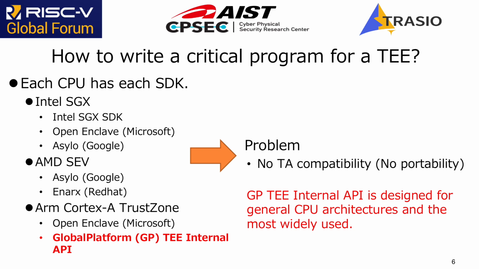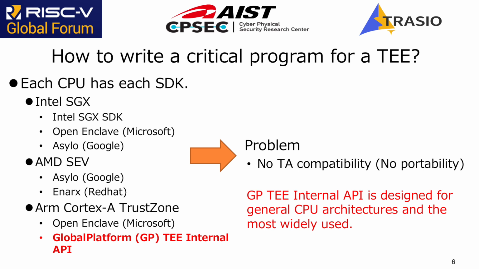TEE is independent from the normal OS and there is no POSIX API. So how do we write a critical program for TEE? In fact, each CPU architecture offers its own SDK to program a trusted application easily. On the other hand, some vendors offer specific SDKs. For example, Intel SGX has the Intel original SDK. Microsoft offers Open Enclave. Open Enclave is designed to run on Intel SGX and ARM TrustZone. Google offers Asylo, which runs on Intel SGX and AMD SEV. Red Hat offers Enarx on AMD SEV.